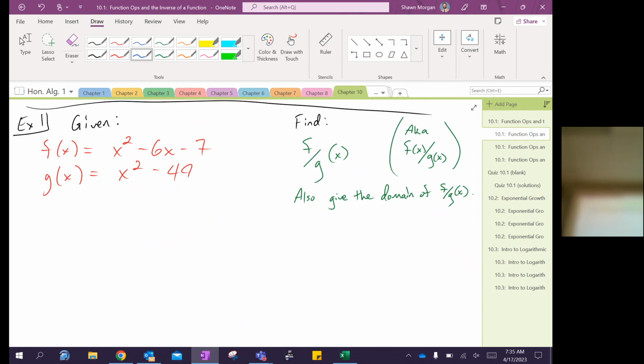Now, check this out. If we're given those two functions in red, and then they say, hey, we want f over g of x, also known as f of x over g of x, I hope that you understand this is a division problem. And so there's 2 ways for us to look at this division problem. One way that you guys have learned it already is just to set one on top of the other, and to look at it as a rational expression.